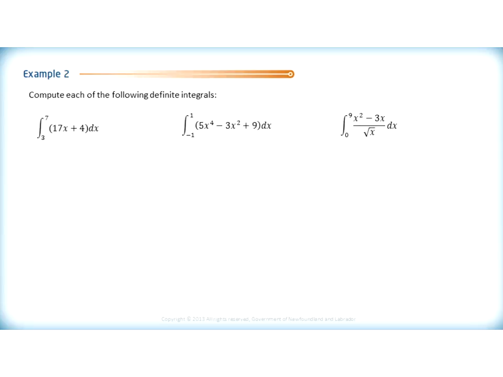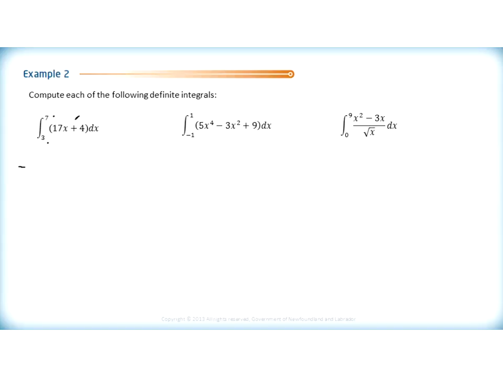All right, let's try this one. Compute each of the following definite integrals. You can think of these as being areas. If I were to graph this linear function and look between x equals 3 and 7, what I'm finding here for my answer would actually be the area of that. But let's see what we get for this first one.